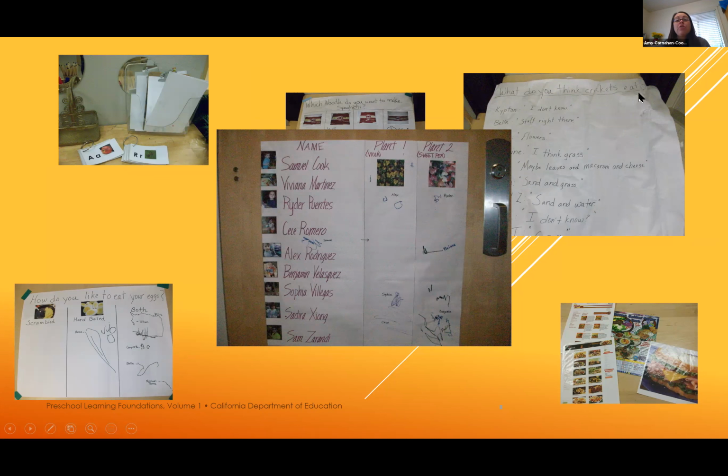And so we asked, what do you think crickets eat? We had some frogs in our classroom, and we were purchasing crickets to feed them. And then a child saw the crickets in the tank, and somebody said, well, what do we feed the crickets? They have to eat too. And we were like, oh, well, okay, let's think about that. So we posed the question to everybody, what do you think crickets eat?